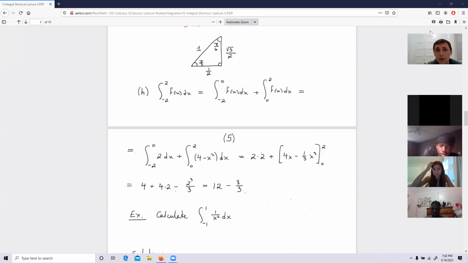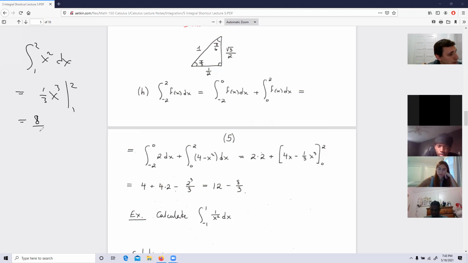Guys, if you had to solve very quickly the integral from 1 to 2 of x squared dx, you would have probably done this, from 1 to 2. And then that would have been 8 divided by 3 minus 1/3, which would be 7/3, correct? Good.